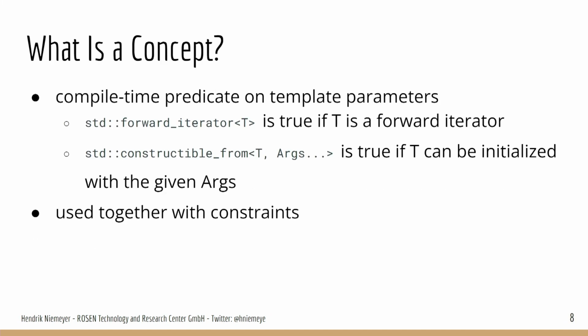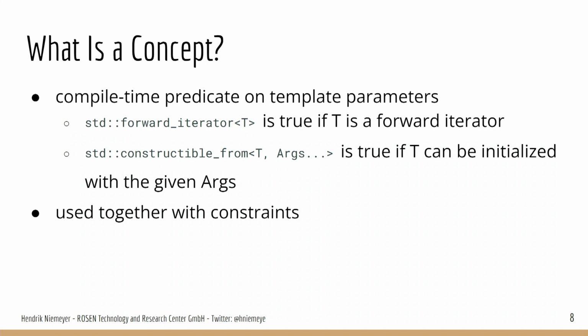Then let's talk about what a concept really is. A concept is a compile time predicate on template parameters. So we give it a template parameter and it maps that to a bool. An example, here on the slides, we have std::forward_iterator of T, and this is true if T is a forward iterator and false otherwise. They can, of course, take more than one parameter. For example, std::constructible_from takes a type T and then variadic arguments Args, and this is true if T can be constructed with these Args and false otherwise.